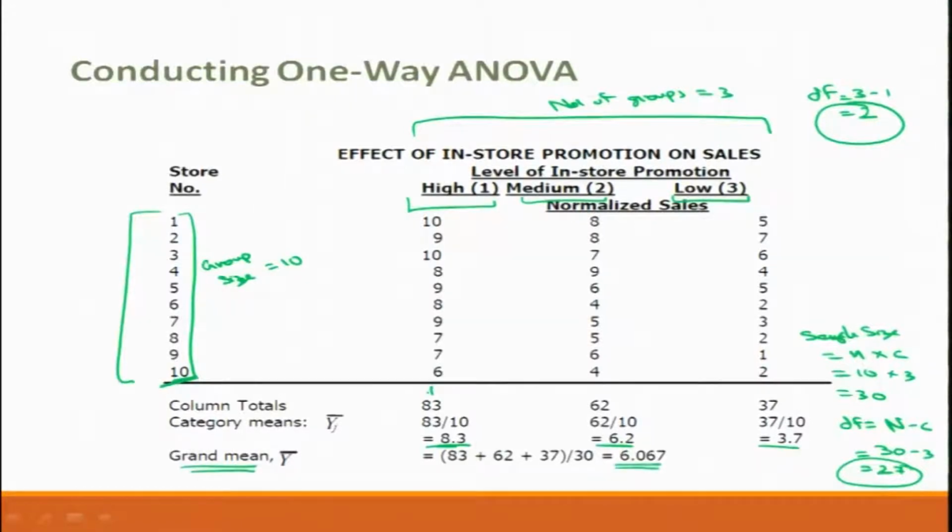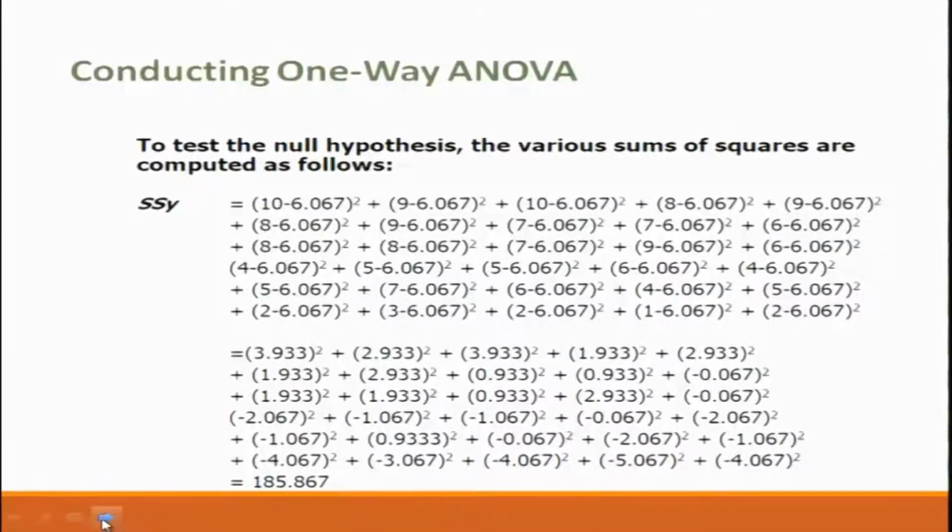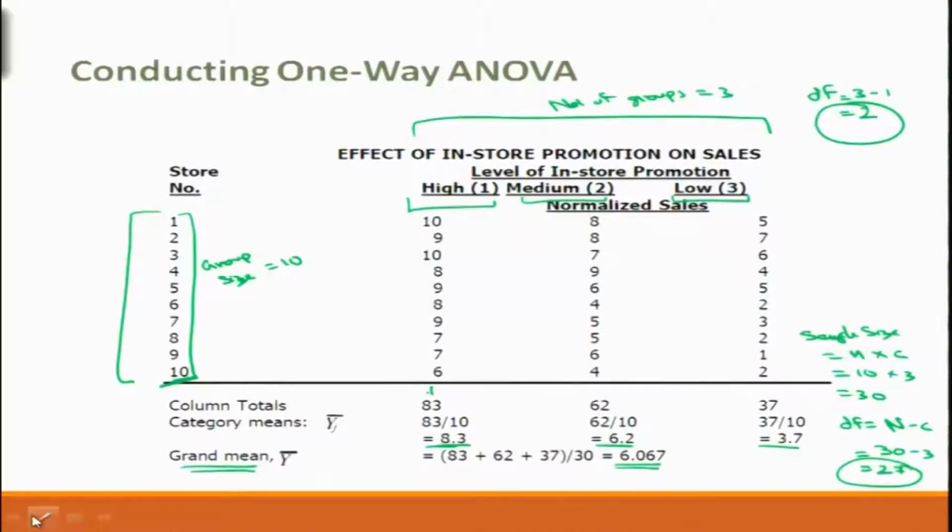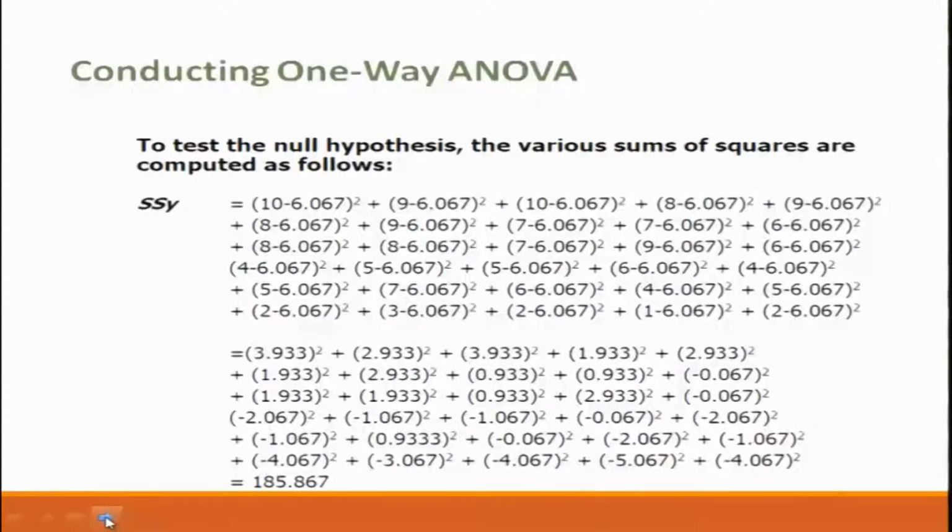This is the overall mean. So, let us see the calculations. SS total, SSY, what was that? That was the variation of each value, 10 minus the grand mean, 9 minus grand mean, 10 minus grand mean, 8 minus grand mean, and so on. We have 30 items, and we keep on taking the squares of this. This is the sum of squares.